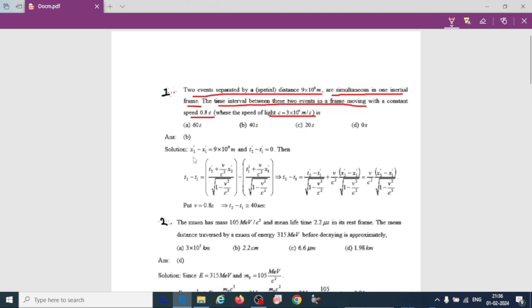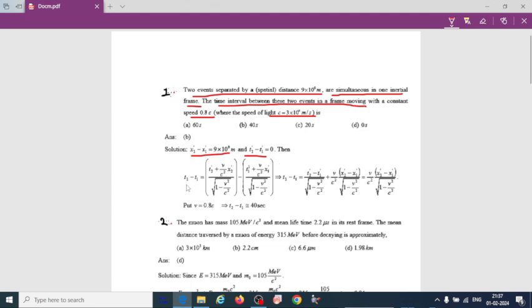So first we should write them down as x1 and x2 prime, and they are separated by a small distance 9 into 10 to the power 9 meter, and the time interval between the two events is going to be constant. So if we take the difference between them, we can equate here.